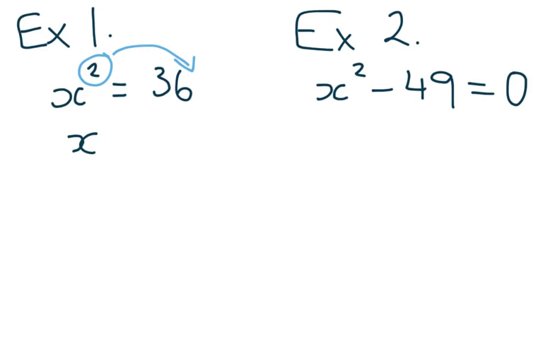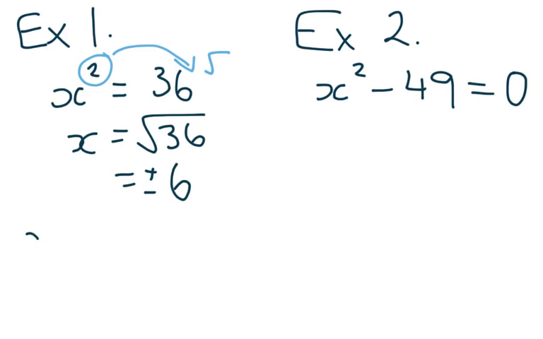But like every other equation, we do the opposite. So the opposite of squared is the square root. Okay, so we've got x equals the square root of 36. Now, most of you would know that as positive 6. So 6 times 6 is 36, but you need to remember that negative 6 times negative 6 is also 36. So our solution is actually plus or minus 6. Okay, it can also be written as x equals 6 or x equals negative 6.